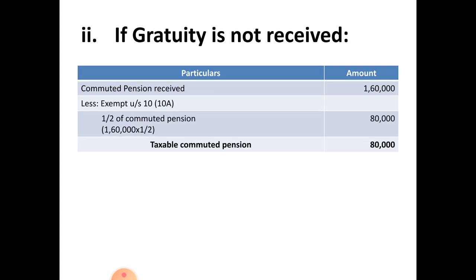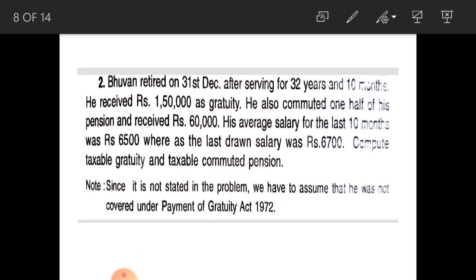If the gratuity is not received, the commuted pension received is 1,60,000. From that you have to deduct exempt under section 10 subsection 10A, that is half of commuted pension, 1,60,000 into 1/2, that is half, which amounts to rupees 80,000. So, the taxable commuted pension amounts to rupees 80,000. This is a simple problem relating to computation of taxable commuted pension. Let us solve the next problem.